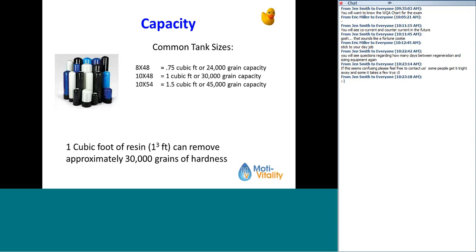The book, the WQA book, doesn't even talk about reserve capacity, but every manufacturer out there does it. Some of you who are in sales may not know how to figure reserve capacity or the capacity of a unit. You're about to. I'm about to show you how to do it.